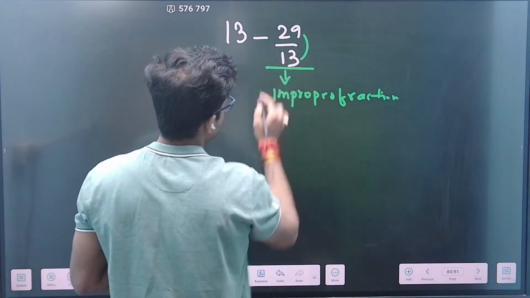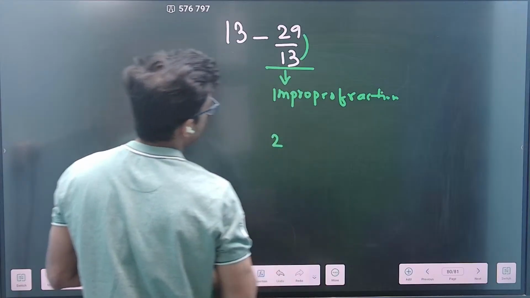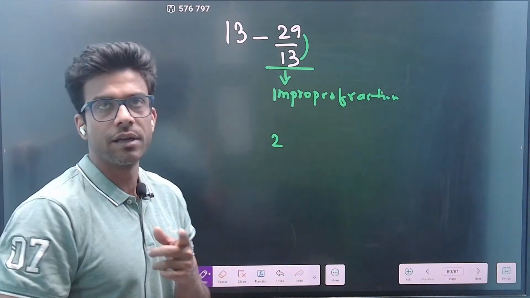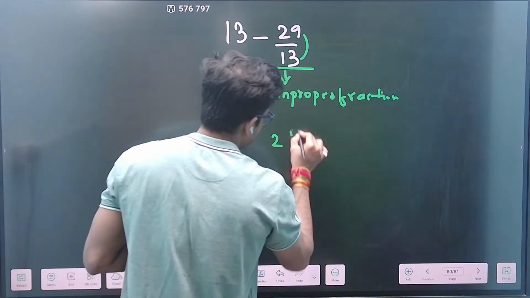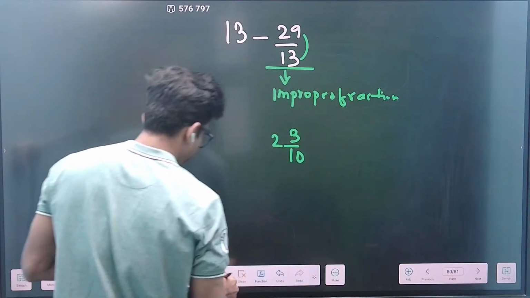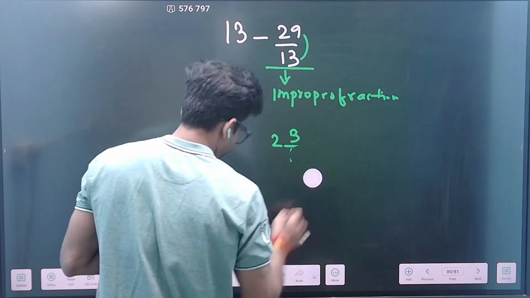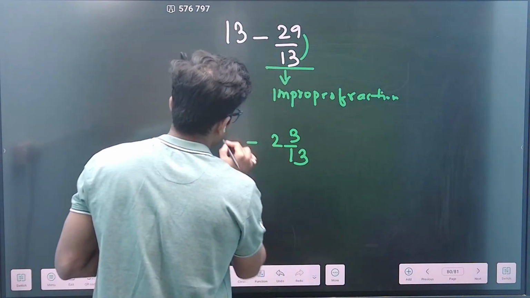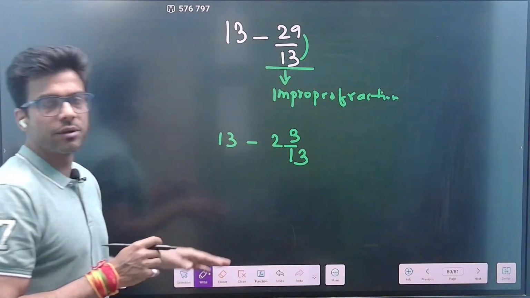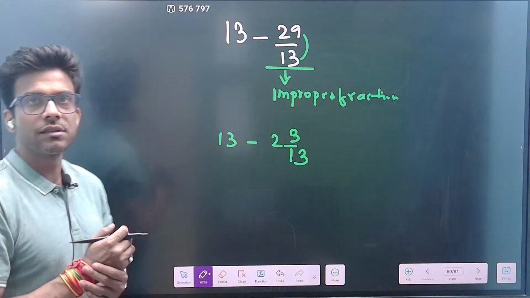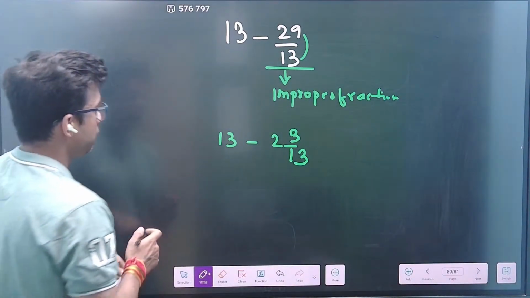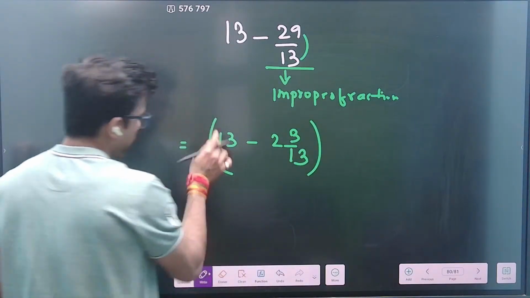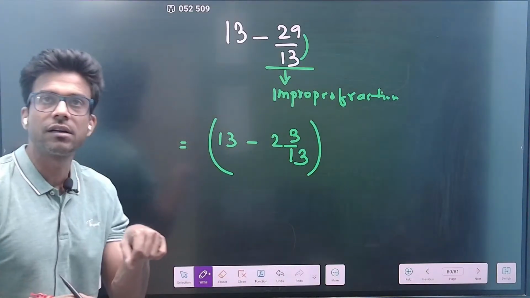Okay, so this will become what? 13 twos are 26, 3 is remaining, so you can write 2 and 3 by 13, and this is minus. Correct? This would be the process. I hope this makes sense. Now my problem becomes 13 minus 2, 3 by 13.